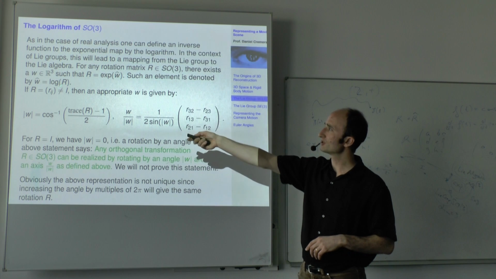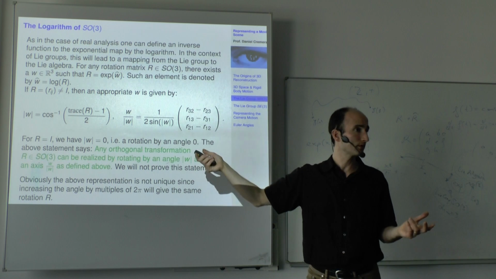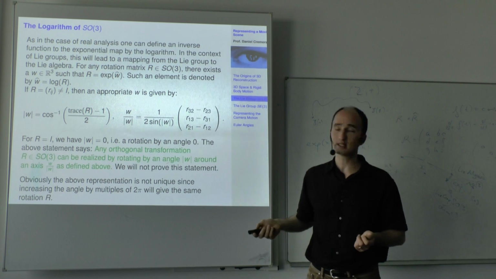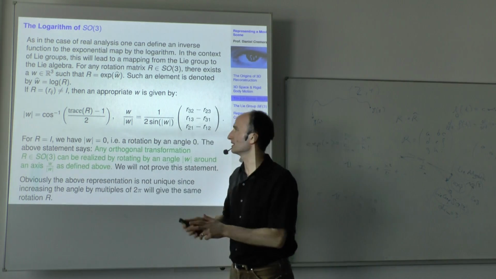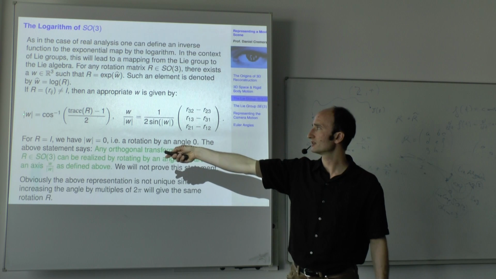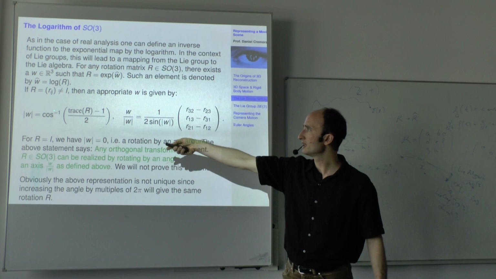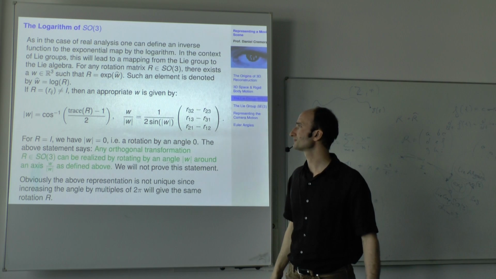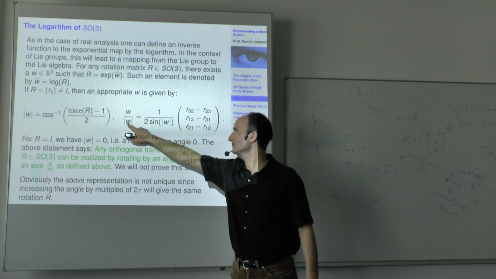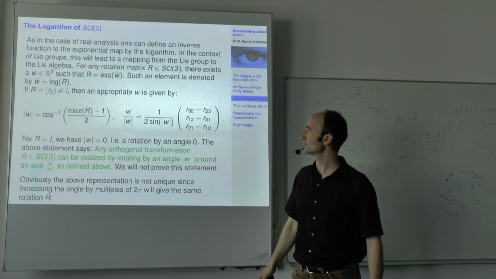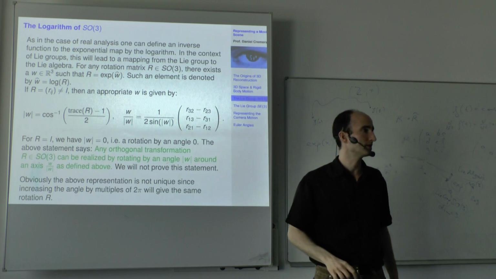Assuming that you do not have the identity. If you have the identity, then you just take 0, of course. Exp of 0 gives you the identity. If you don't have the identity, you can do this. The length of the vector W is given by the inverse cosine of the trace of that matrix R minus 1, over 2. And the vector itself, the axis of rotation, is given in this fashion, where these are the different elements of the rotation matrix.